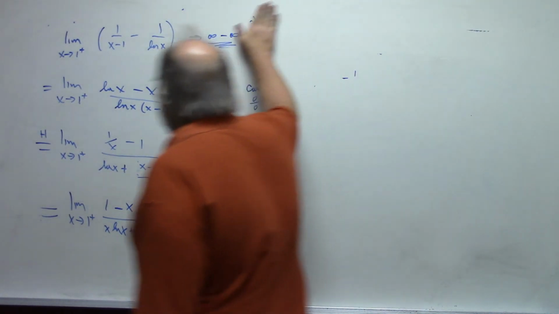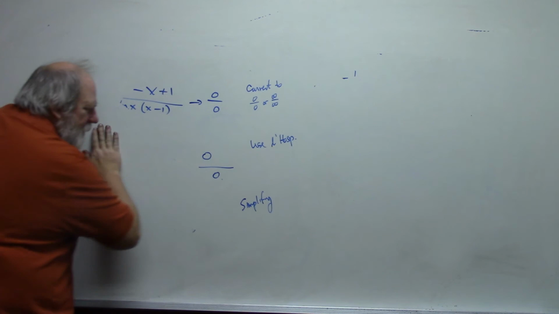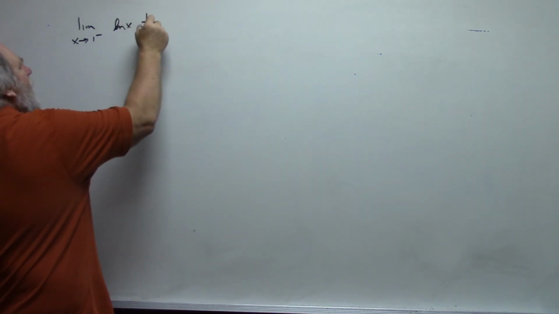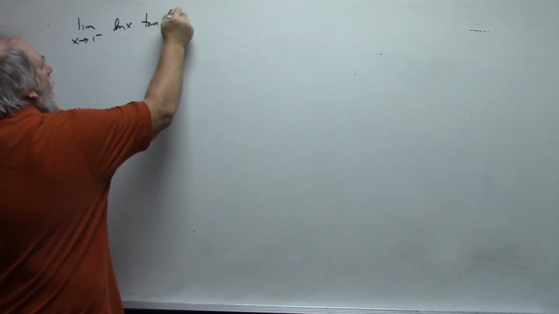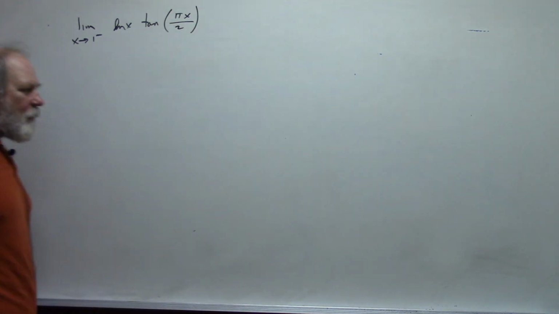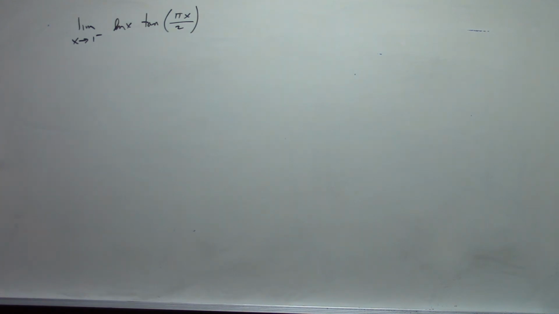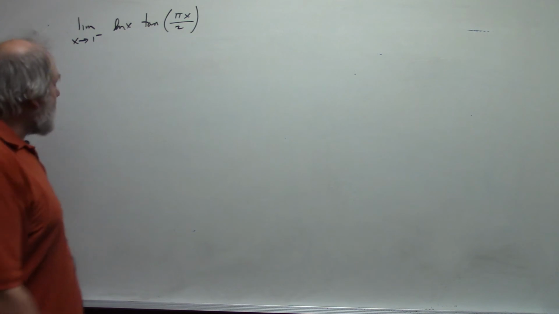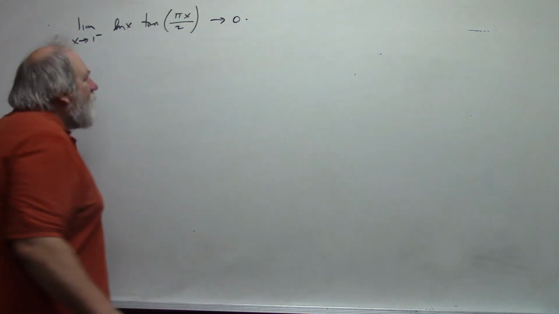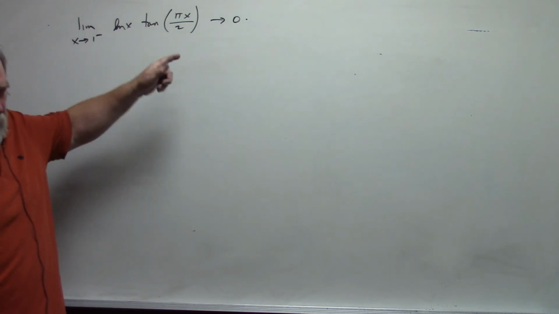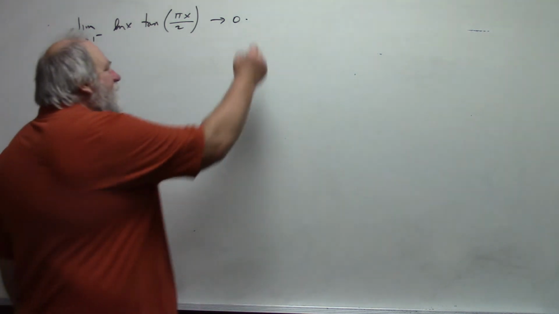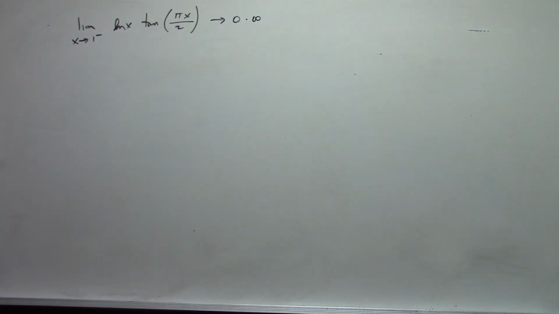One more example to kind of illustrate this being the fourth type. The limit as x approaches 1 from the left of ln of x times the tangent of pi x over 2. And as x goes to 1, natural log goes to 0. Tangent of pi over 2 is undefined. It approaches infinity. In this case, it's actually approaching negative infinity, but that doesn't really matter.